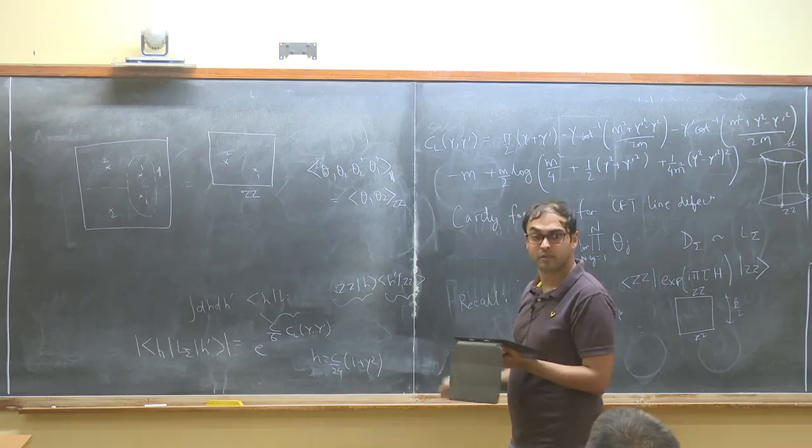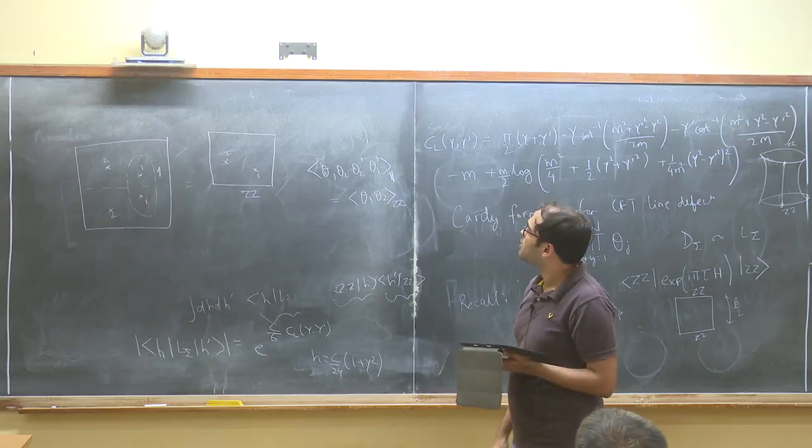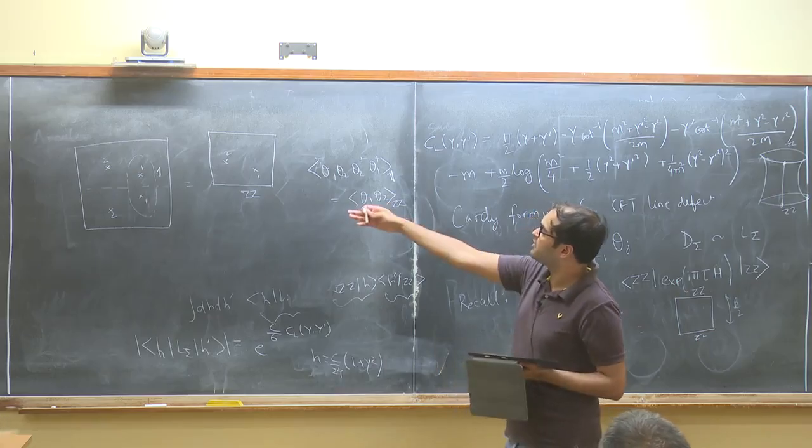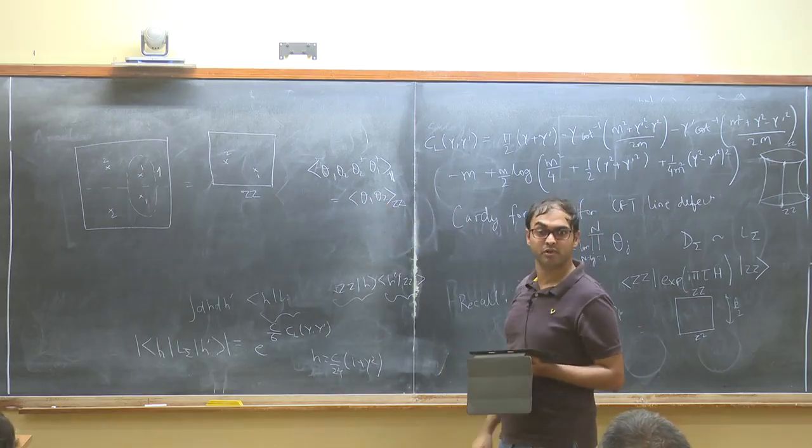Okay. What if operator 2 is also equal to operator 1? If 2 is 1, then still you can define the identity block in this channel, and that is computed by this.